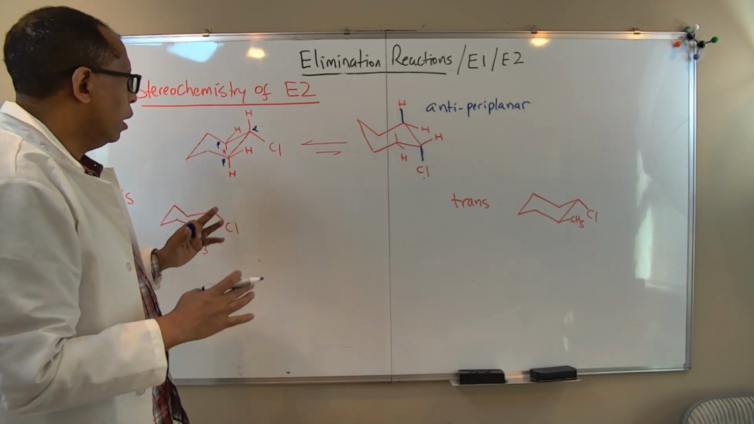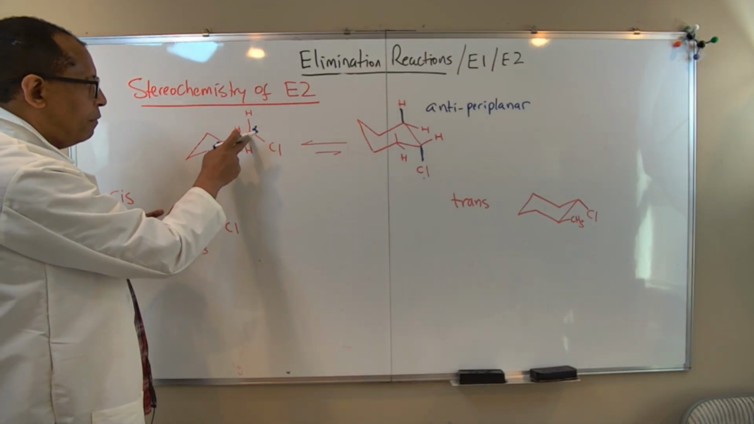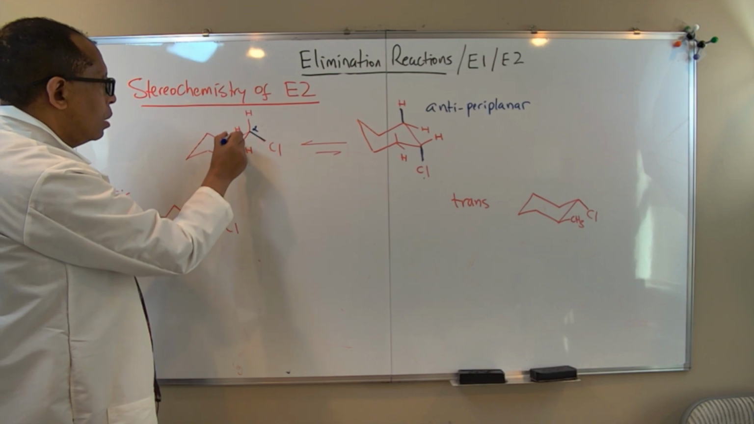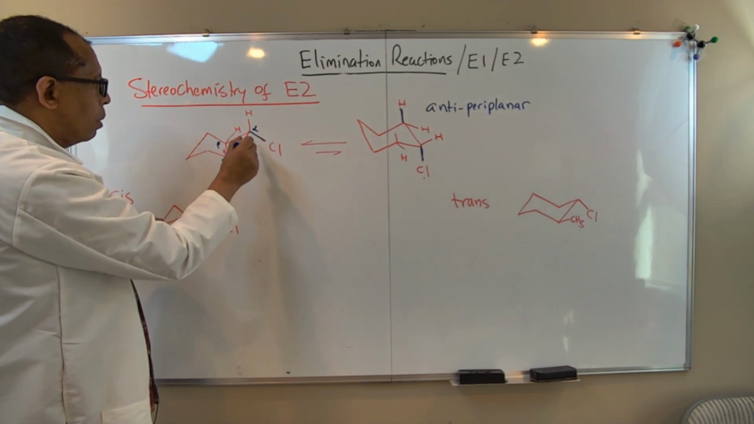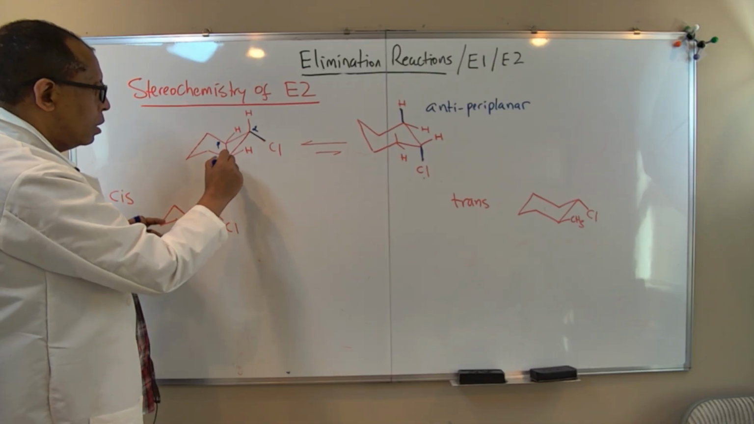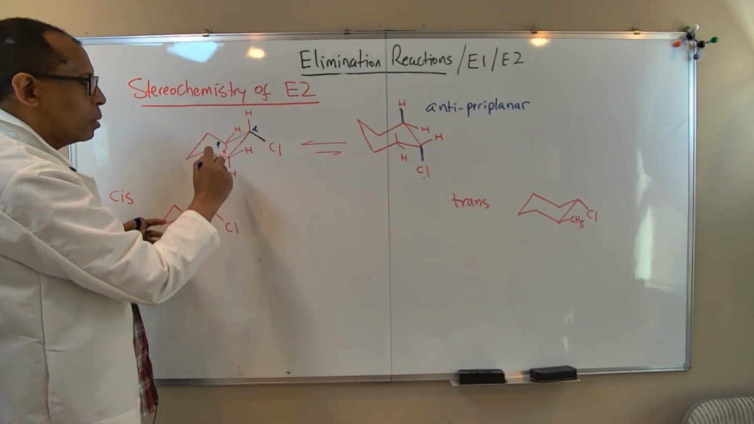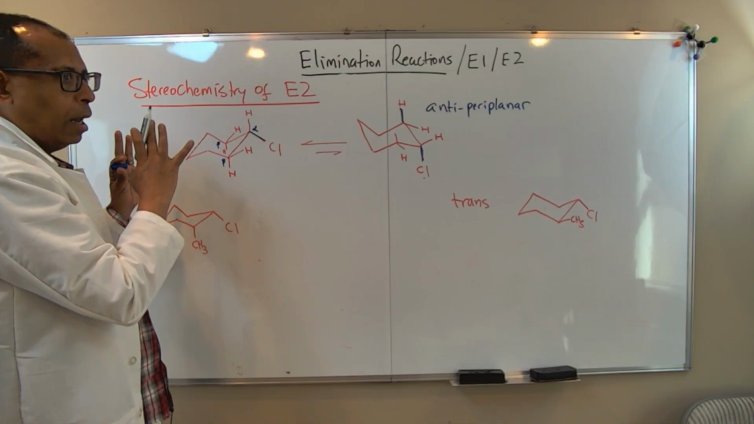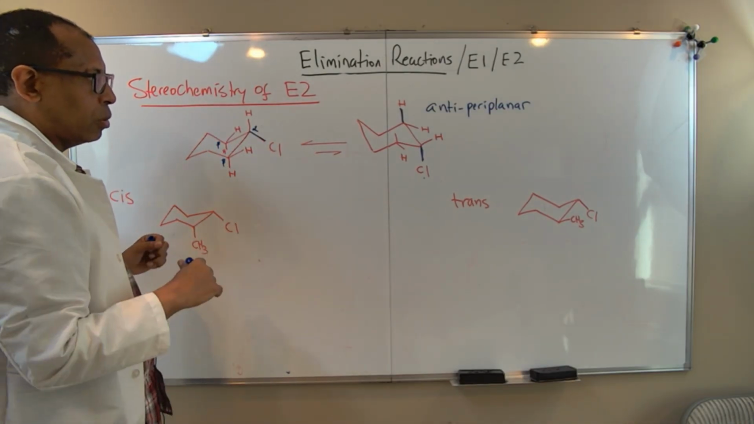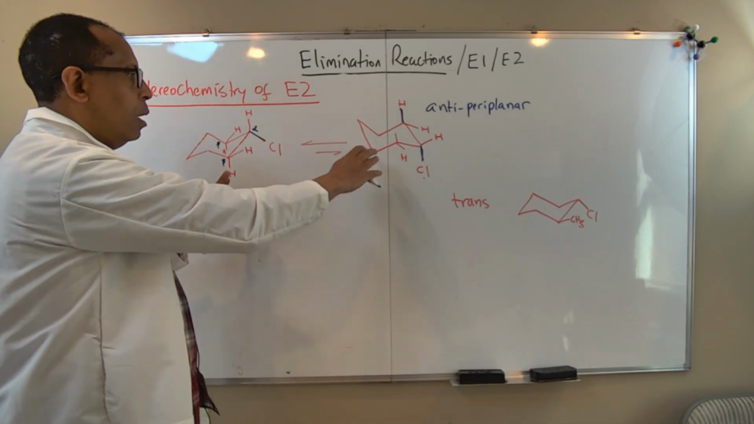But here, they are not. If you consider this carbon-chlorine bond, this hydrogen is not on the same plane. This hydrogen is not on the same plane. This hydrogen is not on the same plane. So there is no hydrogen that can be abstracted for the reaction to happen. So the reaction would happen on this one.